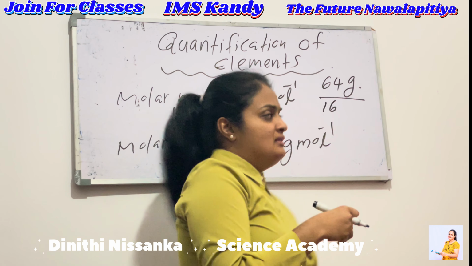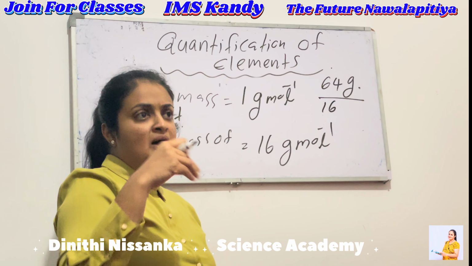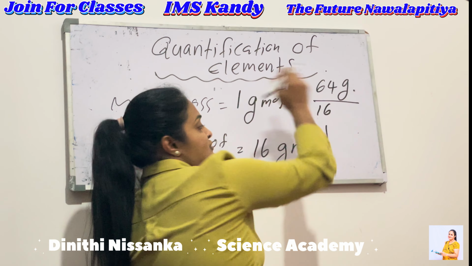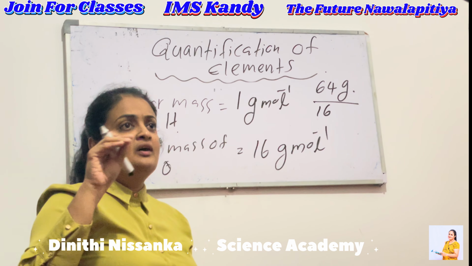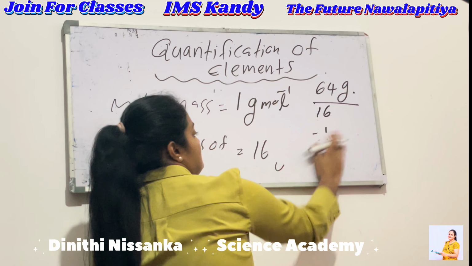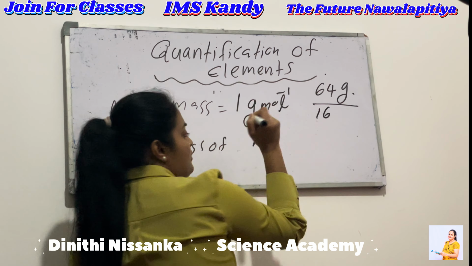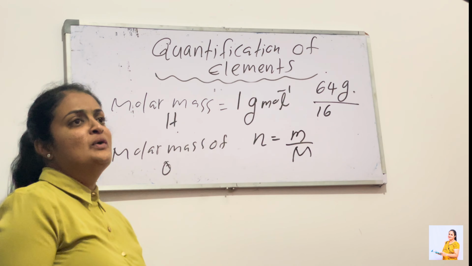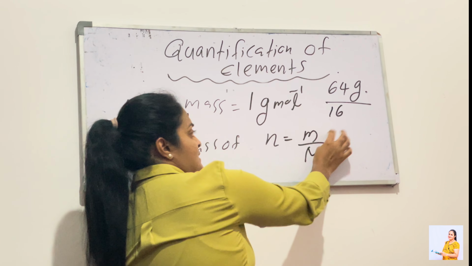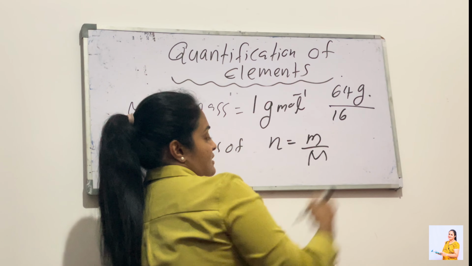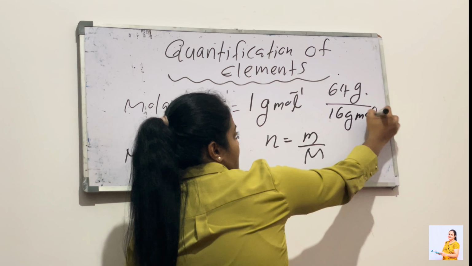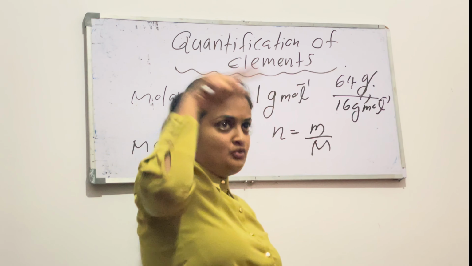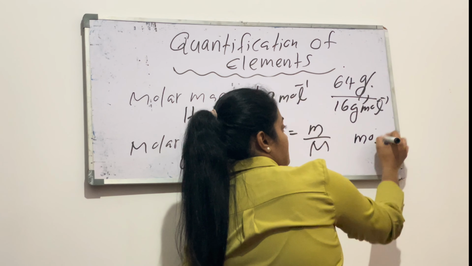Molar mass. Right. So we can find the number of moles of a substance by dividing the mass of the substance by the molar mass. This is the equation for finding the number of moles of a substance: n equals m over capital M. m is the mass of the substance. Capital M is the molar mass, right? The grams are simplified, so the unit comes out as mole.